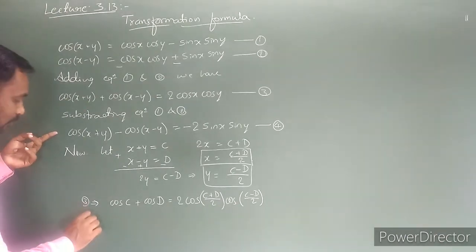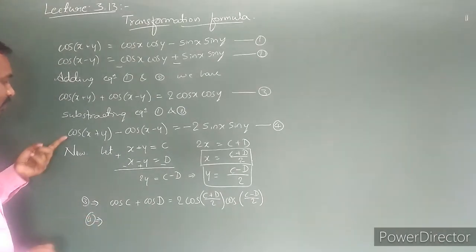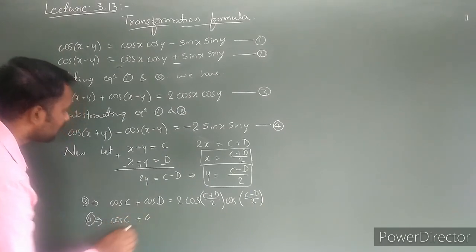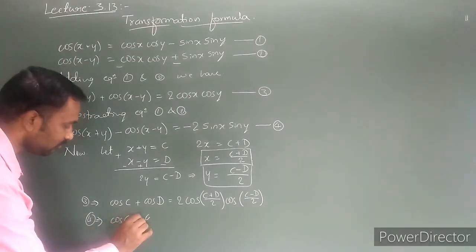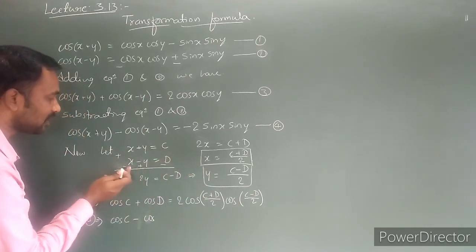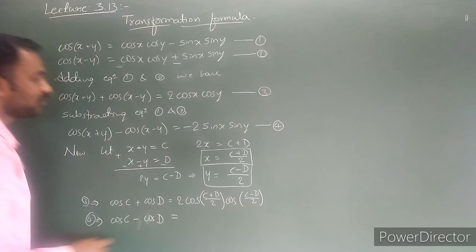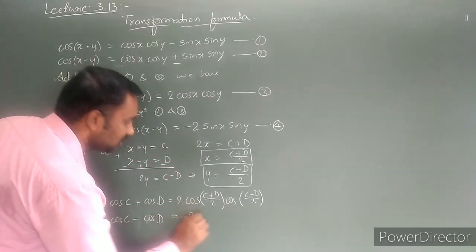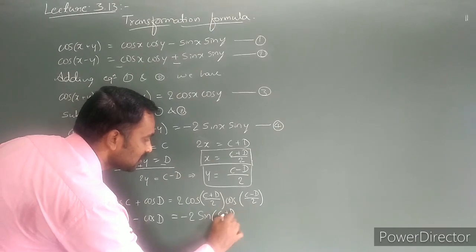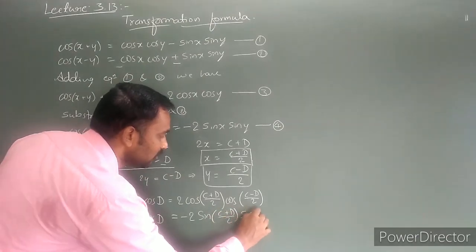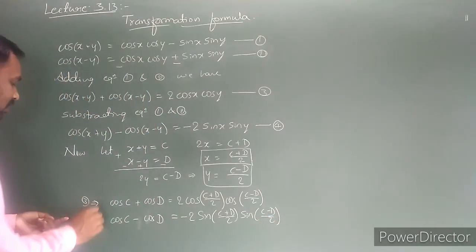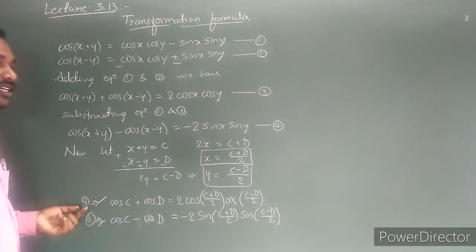Similarly, what does equation number 4 imply? cos of x plus y, that means cos c, minus cos of x minus y. x minus y is nothing but d, is equal to minus 2 times sin of x, sin of c plus d by 2, into sin of c minus d by 2. These are the first two formulas for the transformation.